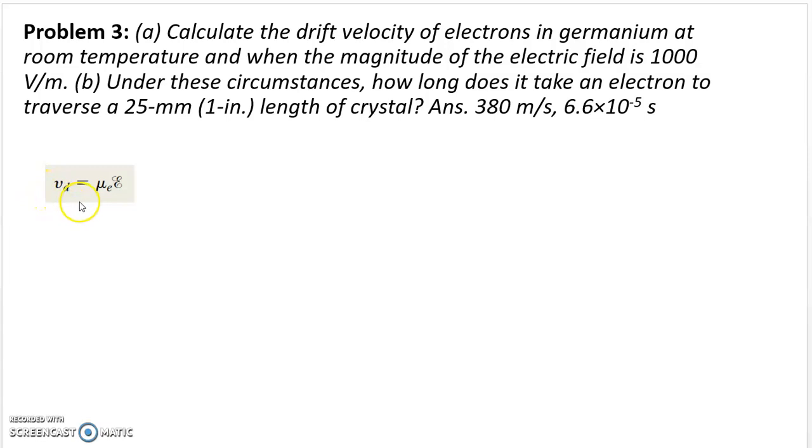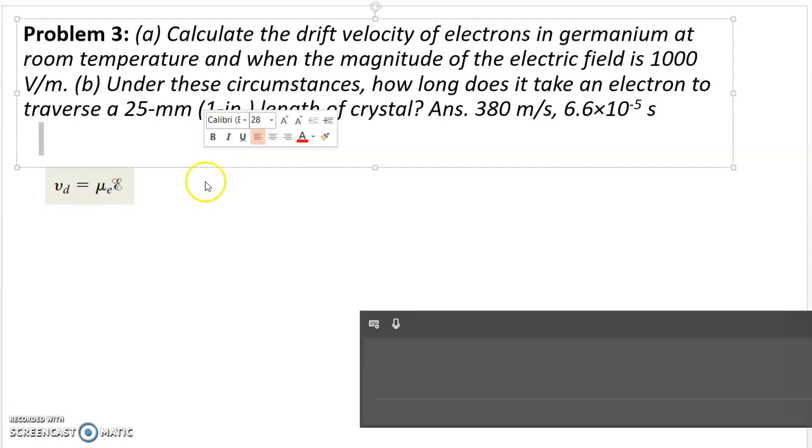So the drift velocity can be calculated by this equation. This drift velocity is equal to mu_e times E, where E is the electric field intensity in terms of volts per meter, and mu_e is the electron mobility. The value of the electron mobility for germanium is given in Table 18.2 of the book.